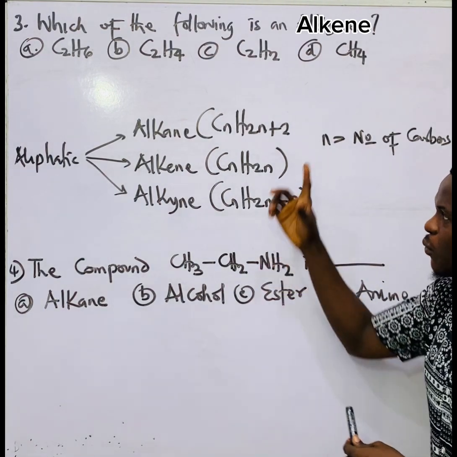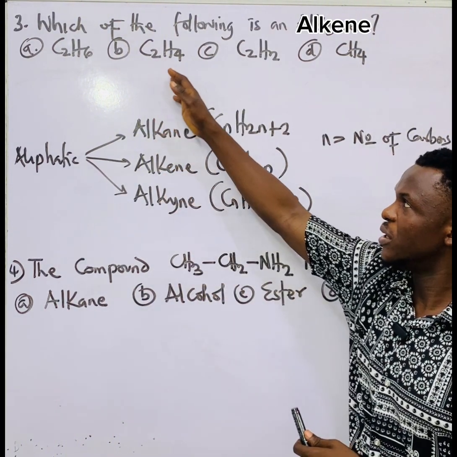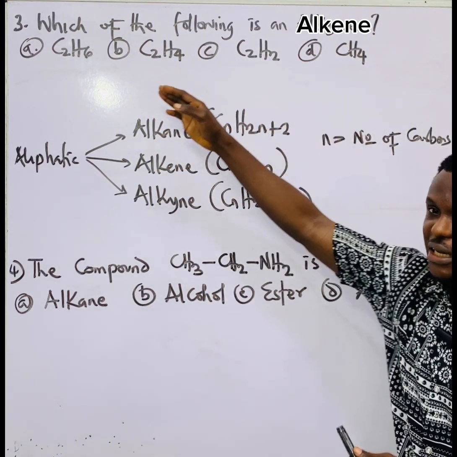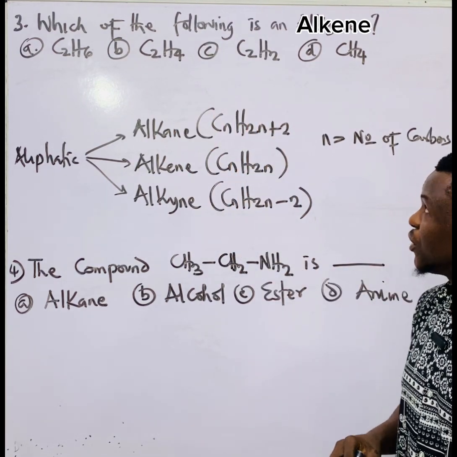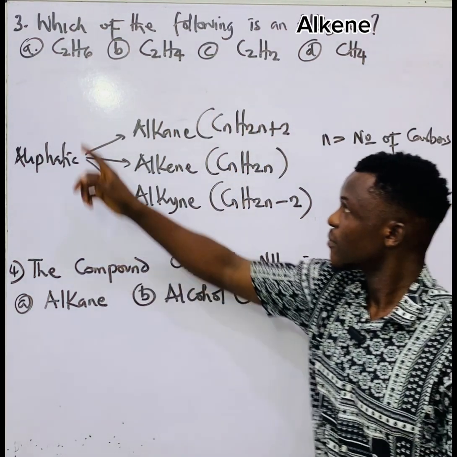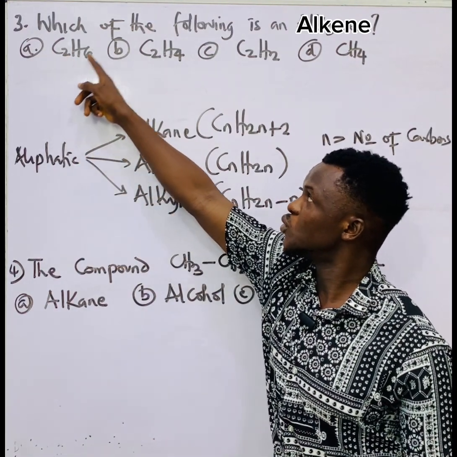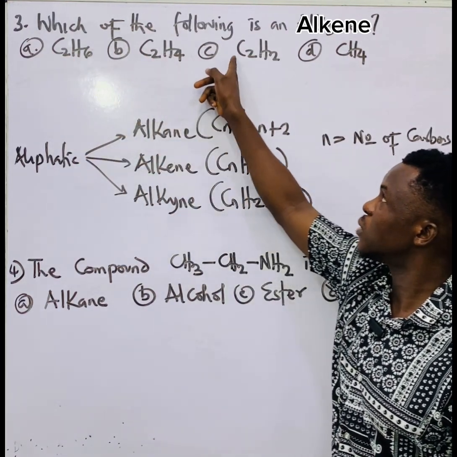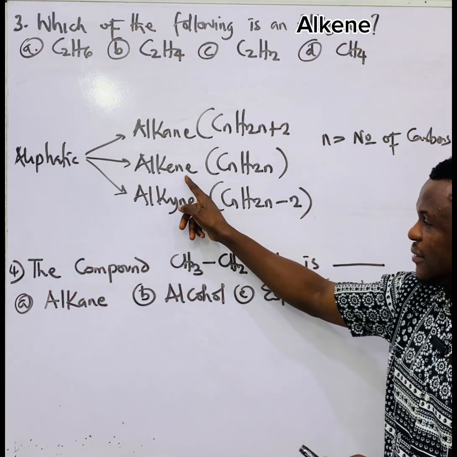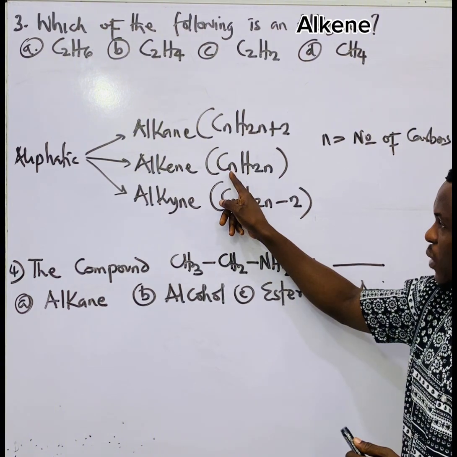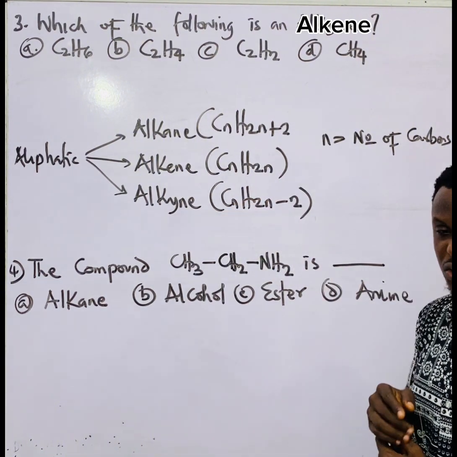So if you want to answer questions like this, there is no need wasting your time analyzing each of the options one after the other. So this is what you're simply going to do. If you noticed, we have 3 carbons, 2 carbons, 2 carbons, 2 carbons, 2 carbons. All right. So let's check out something. This is alkanes. Alkane is CnH2n+2.